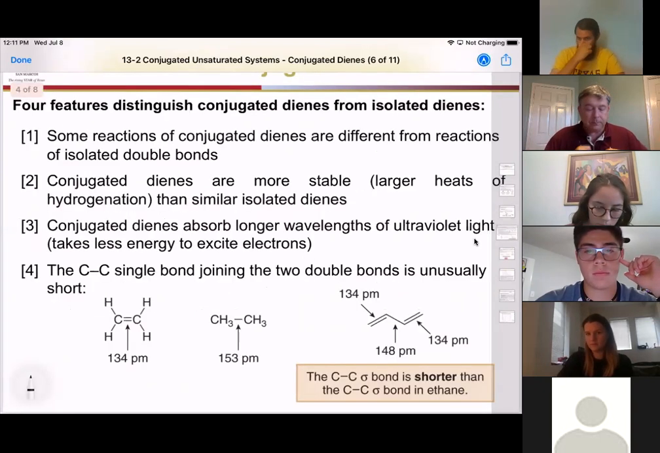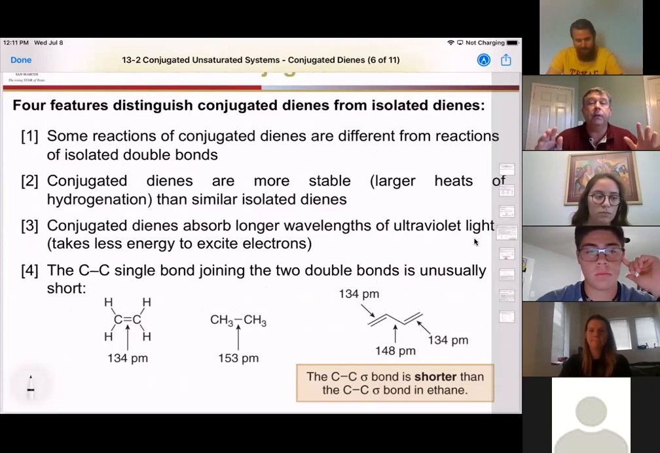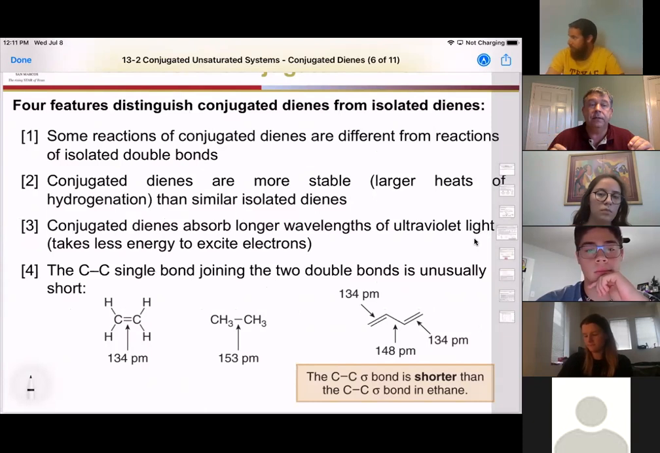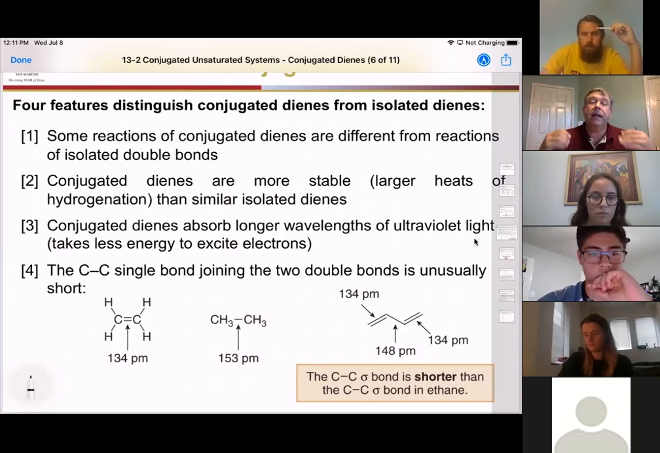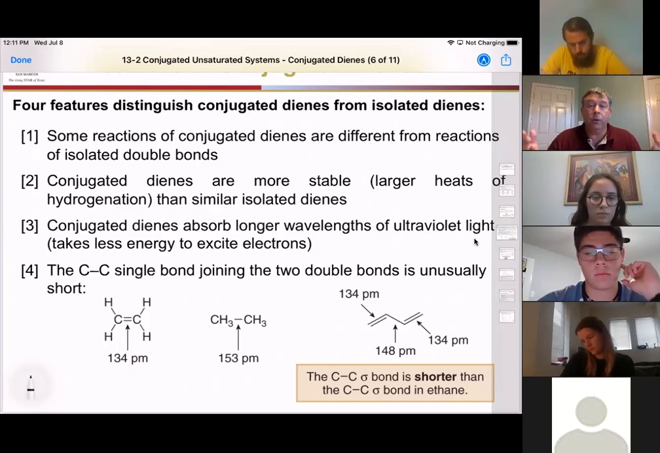So let's talk about the reactivity of conjugated dienes. There are 4 distinguishing features within the conjugated dienes. Compare them to isolated dienes. Some reactions of conjugated dienes are different than that from the isolated double bonds, and we'll see that as we move forward here. Conjugated dienes are also more stable, meaning they have lower heats of hydrogenation than isolated dienes, which means that they have less stored energy.